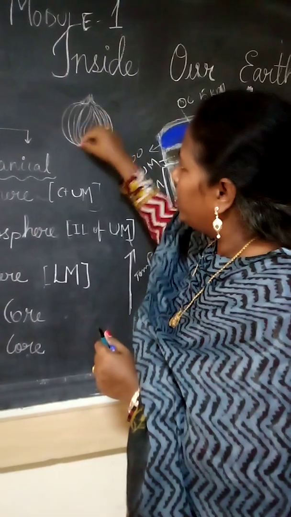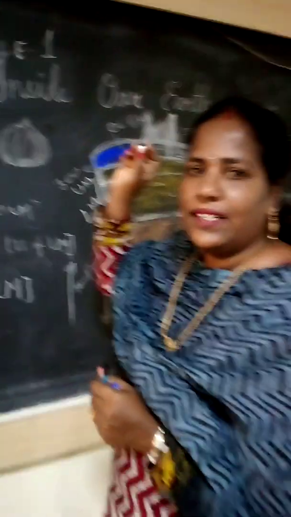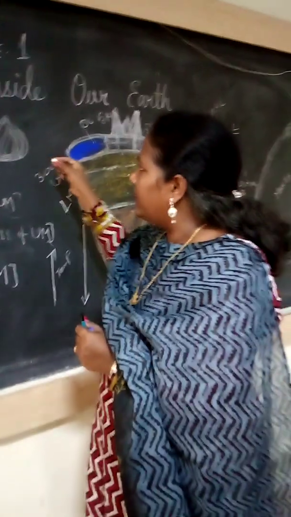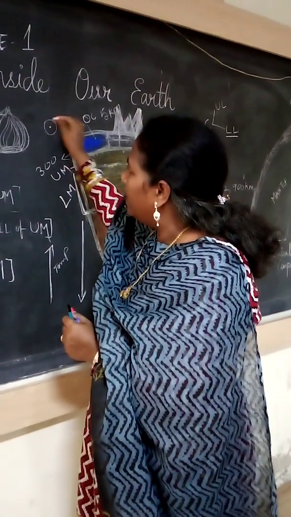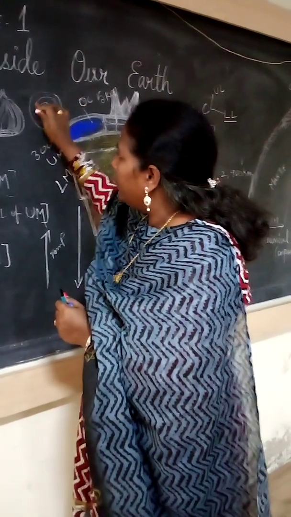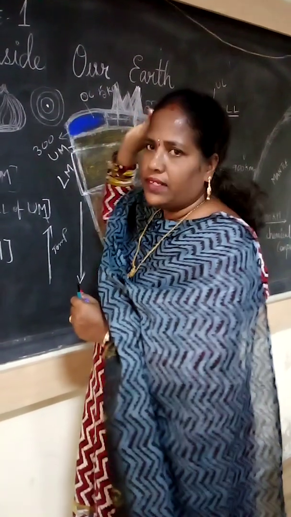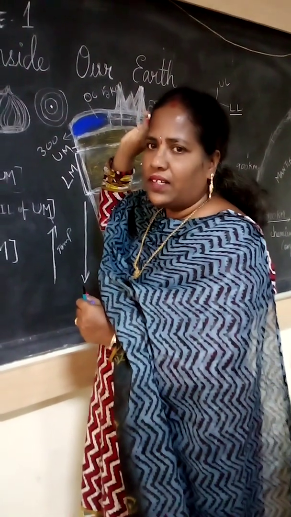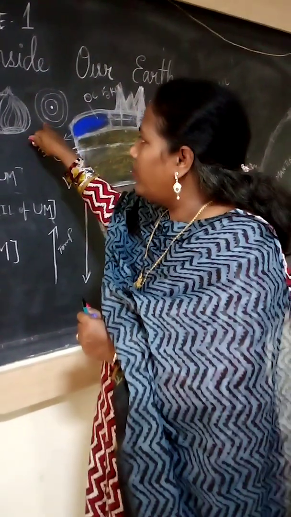These layers you observe are in concentric circles. Concentric circles means suppose this is one circle, next another circle, next one more circle. For all three circles there is only one center. That is called concentric circles. So the earth is also formed like this.